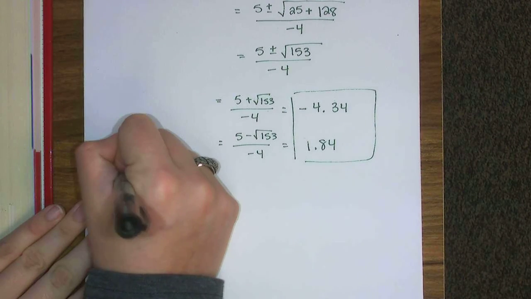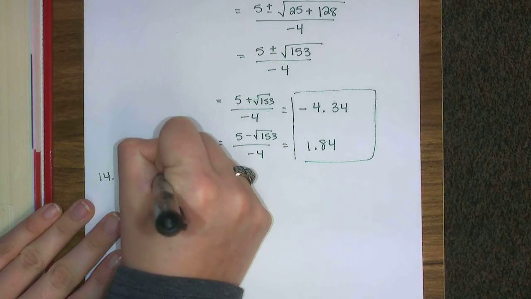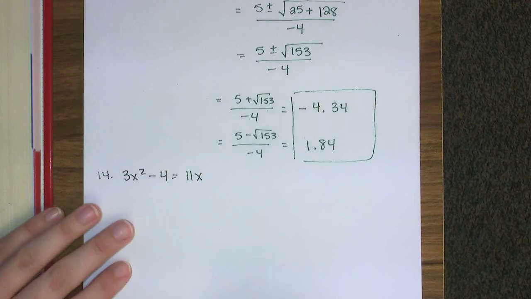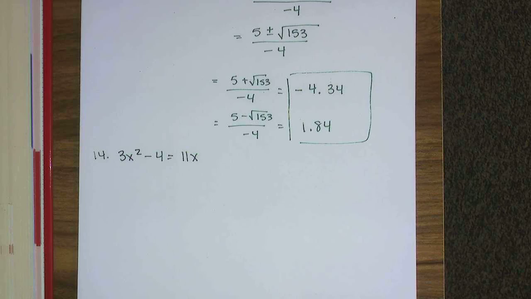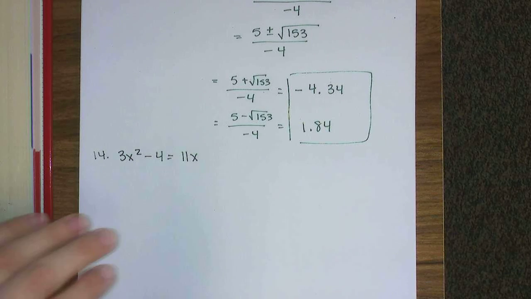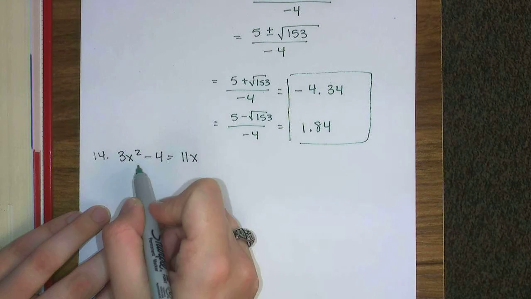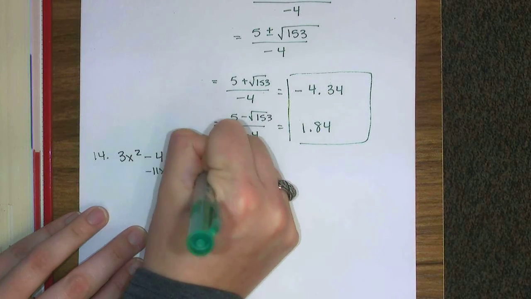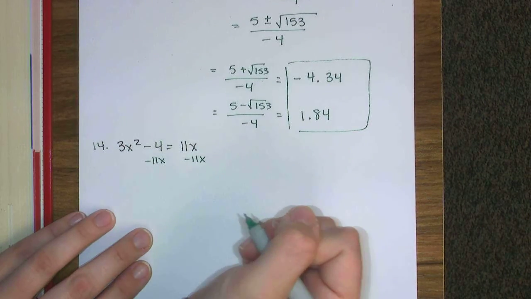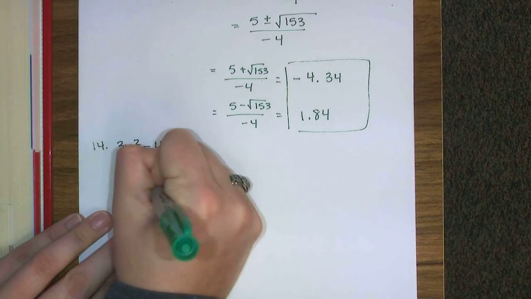3x squared minus 4 is equal to 11x. Okay? Well, the question is everything on the same side? Is it equal to 0? Those are the 2 things to look at. And the answer to both of those questions are no. So I need to move that 11x over. So in order to do that, I need to subtract it from this side over to this side. Okay, so minus 11x, just so we can see what's going on. So 3x squared minus 11x minus 4 is equal to 0.